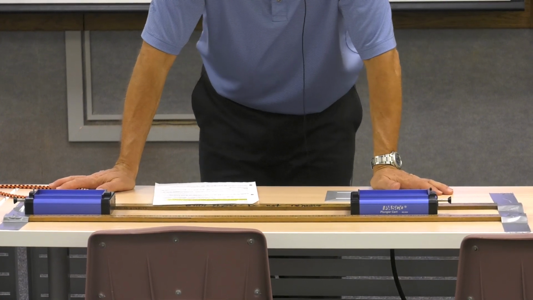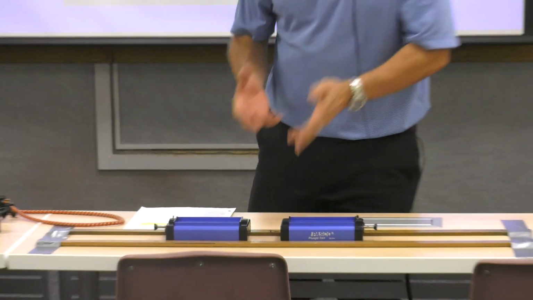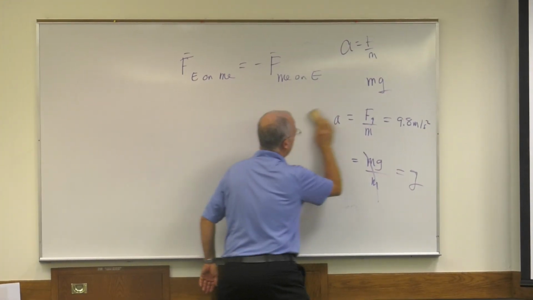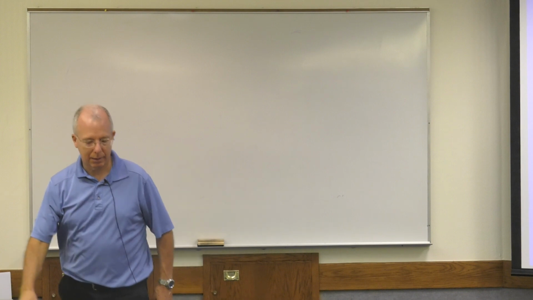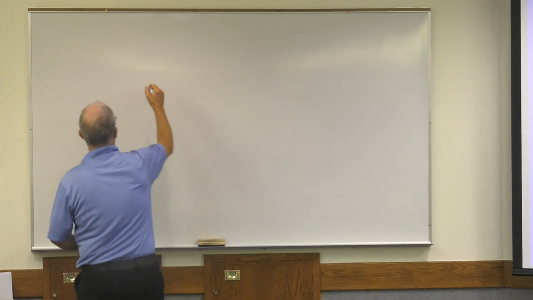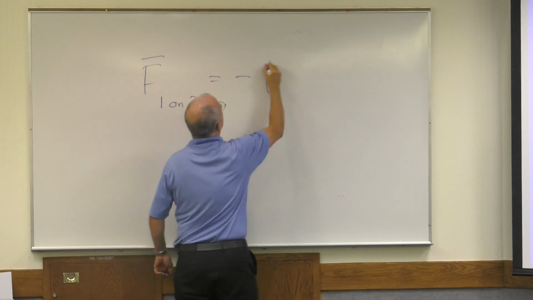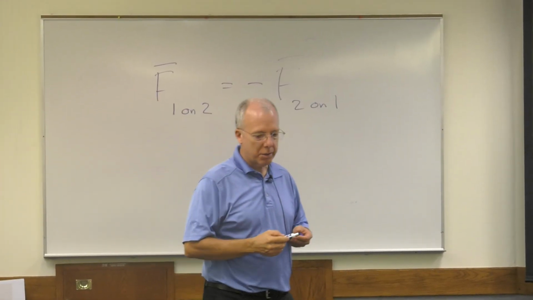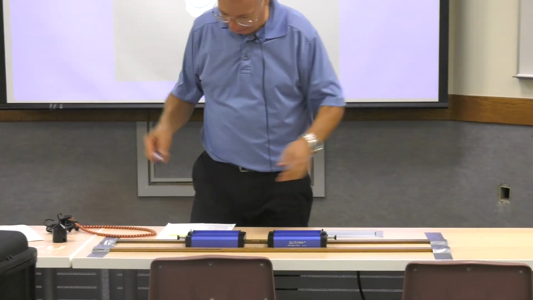All right? So which cart pushed which cart? Well, we can say that this cart pushed that, or we can say that one pushed that. But the forces are equal. So I would write something like this. So I would say that F1 on 2 equals negative F2 on 1, right? So there's 2 members of the same force pair. This guy pushes on that guy, and that guy pushes on this guy, all right?